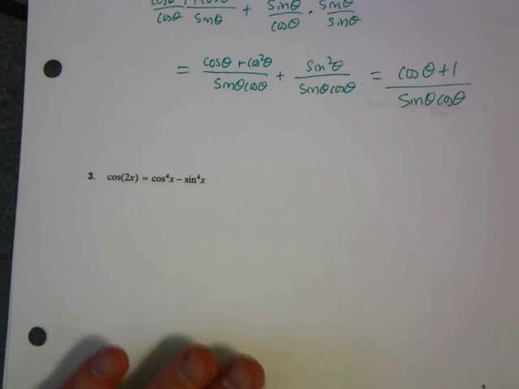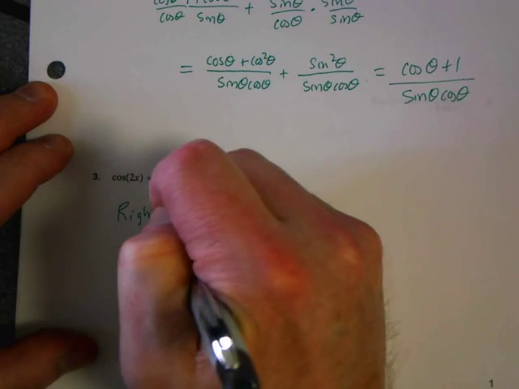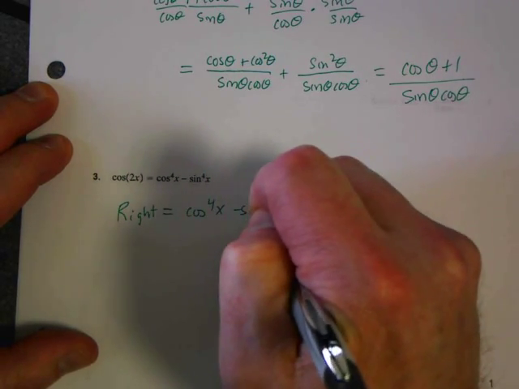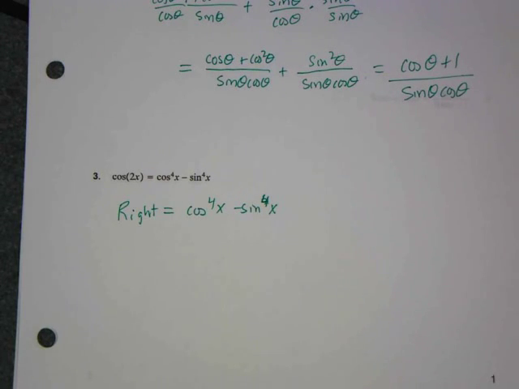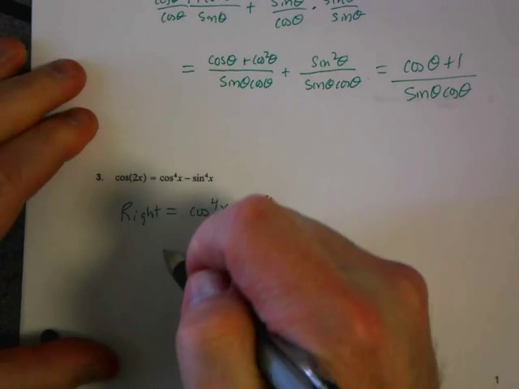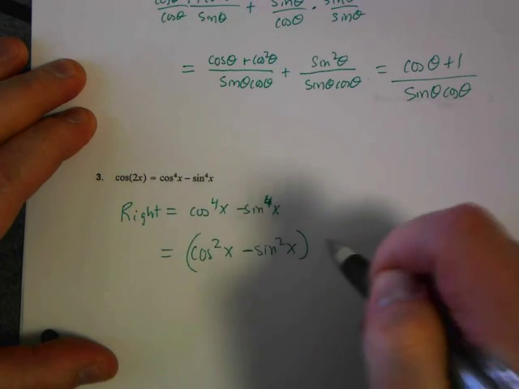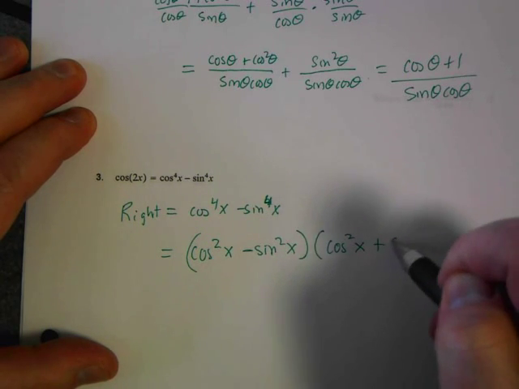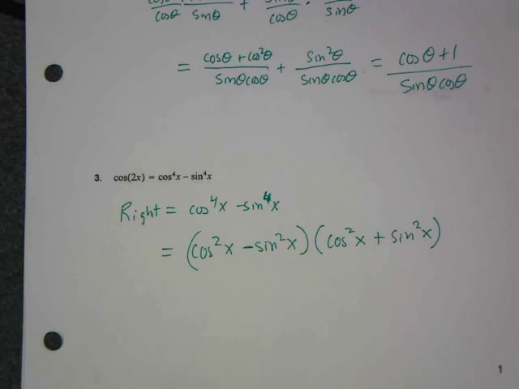All right, number 3. First we decide which side looks uglier, the left-hand side or the right-hand side? Right, the right-hand side. So we're going to start with the right side. That's cosine to the 4th x minus sine to the 4th x. What can you do? You can break it up into a difference of perfect squares. Excellent. It factors as cosine squared x minus sine squared x times cosine squared x plus sine squared x.